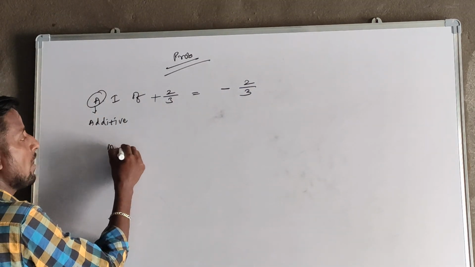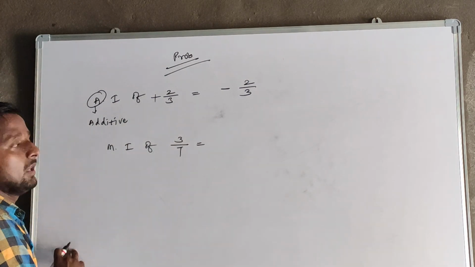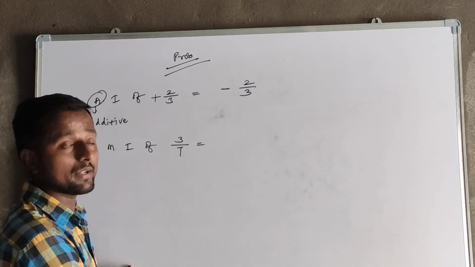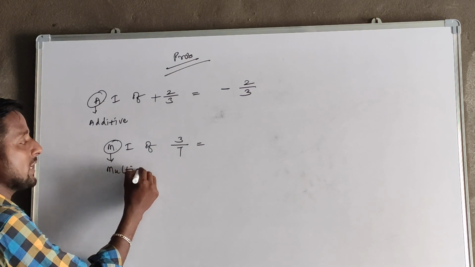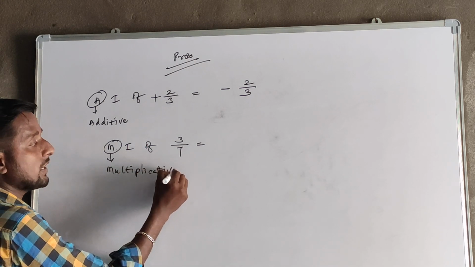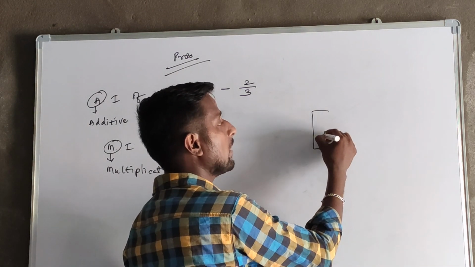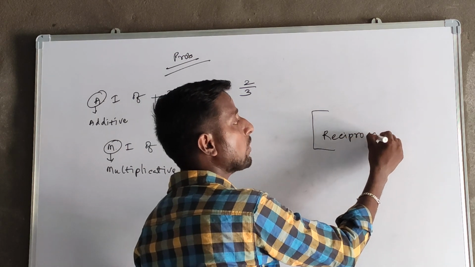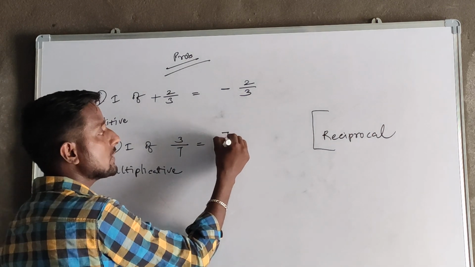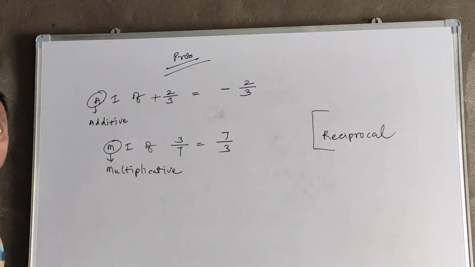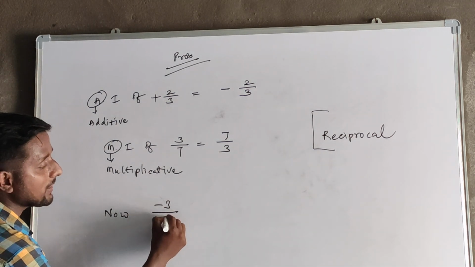Next, the multiplicative inverse of 3 by 7. It is multiplicative, correct? So what did I say for multiplicative? We should use the reciprocal. The reciprocal is nothing but the fraction reversed, correct? Now the answer is 7 by 3. Now the fraction is minus 3 by 7.